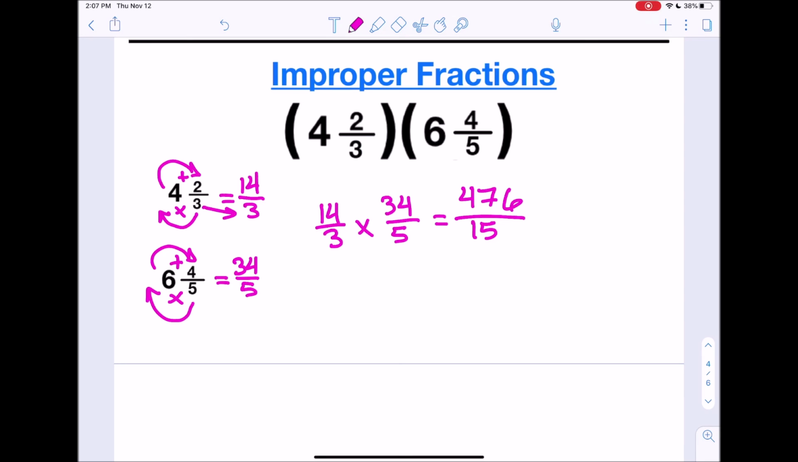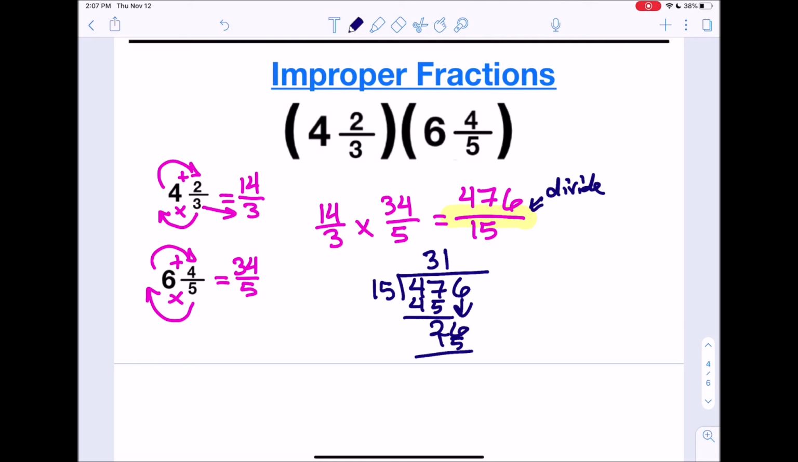Once again, it's an improper fraction, and this fraction bar means to divide. So then you would have to go, okay, well, how many times does 15 go into 476? And 15 goes into 47 3 times, and that equals 45. You get a remainder of 2. You drop the 6. 15 goes into 26 1 time, and that's 15. We get a remainder of 11, and there we go, 31 and 11/15.